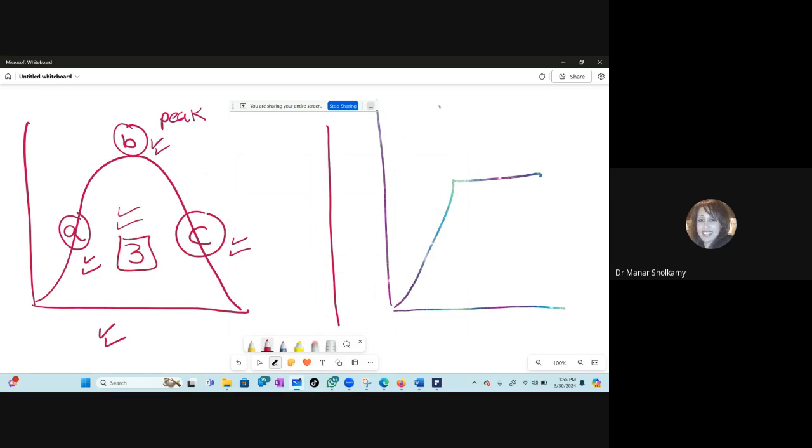This type of graph B is divided into 2 parts. Part A, increasing part. And then part B is the constant part. Fine? And you will discuss or explain why A is increasing and why B is constant. Always when the graph is increasing at A, the limiting factor is whatever is present on the x-axis. You will have this shape or this shape. It's never any other shape.